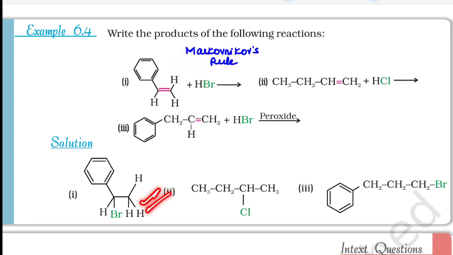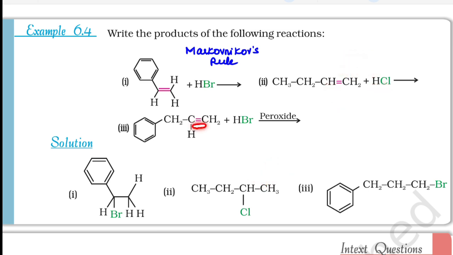So here you can see this is the product obtained. Second, again you can see there is a double bond and HCl is there. So use Markovnikov's rule. Break the double bond, add hydrogen to the carbon containing more number of hydrogen atoms. So here you will add hydrogen to this carbon and chlorine you will add to this carbon. So you can see this is the product obtained.